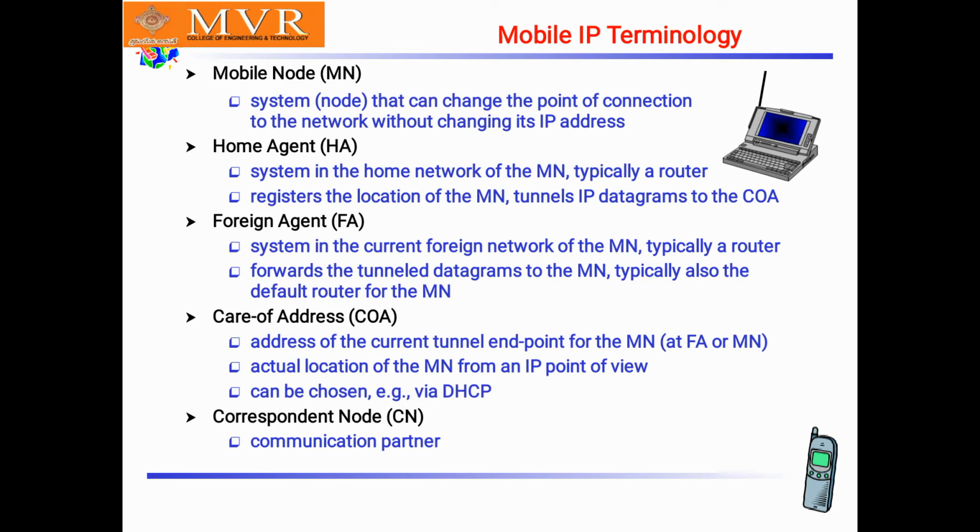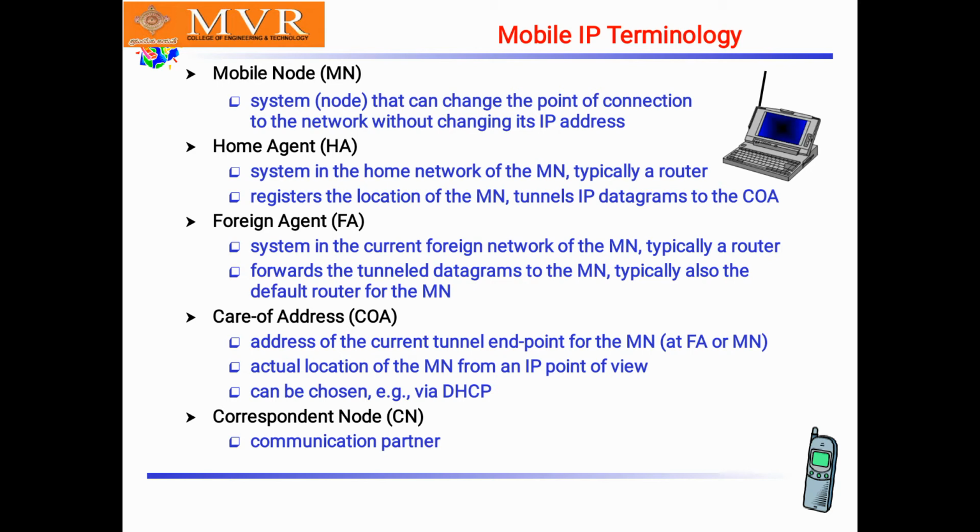Mobile IP terminology. Here mobile IP has terminology based on mobile node, home agent, foreign agent, care of address, and correspondent node. The mobile node, which we can call MN, is the system that can change its point of connection to the network without changing its IP address. The home agent is the system in the home network of the mobile node, typically a router.